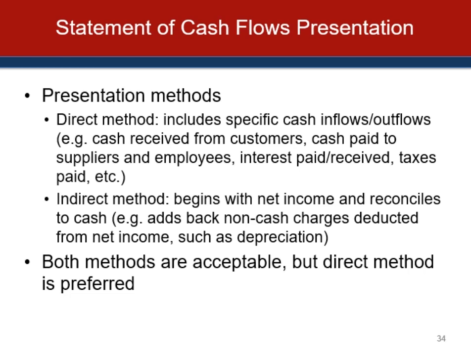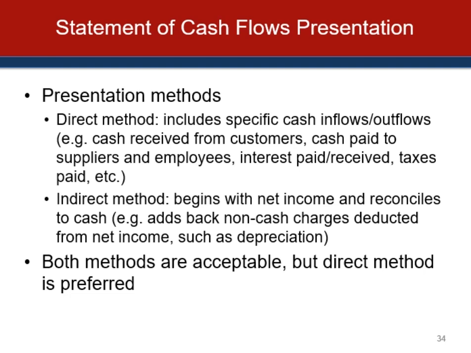The indirect method, we start with net income, assuming that it's all cash, and then we reconcile it for the cases where that's not the case. So, for example, depreciation is not a cash flow, but it is an expense, so it's deducted from net income. We add it back to fix it, to undo the impact of depreciation on cash. It shouldn't be deducted when we're looking at cash. It should be deducted when we're looking at income.